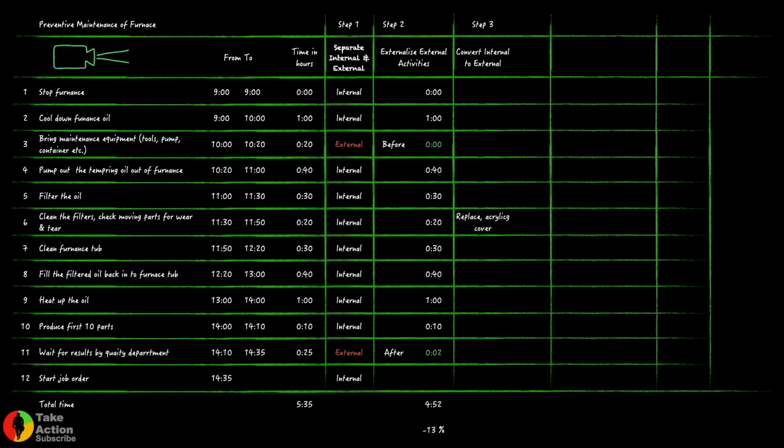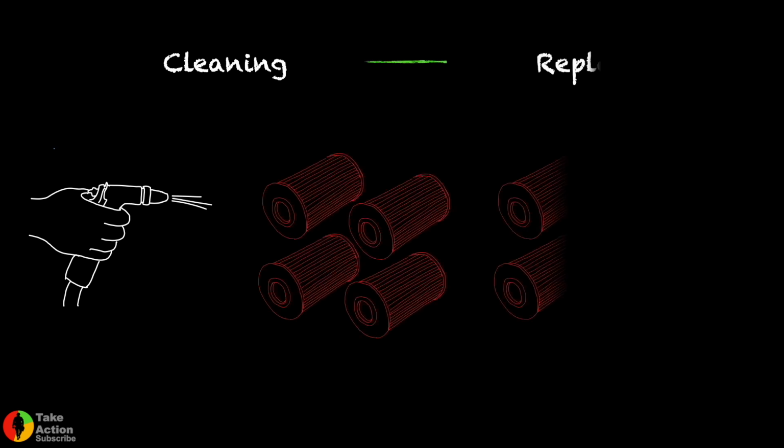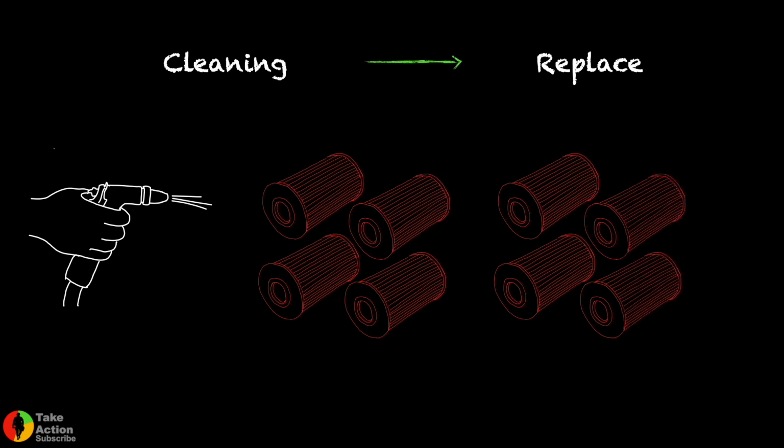After that, step number 3, we have seen, is to convert the internal activities into external activities. So here we can see activity number 6 was to clean the filter and check the moving parts for wear and tear. So how can we externalize? Instead of cleaning these filters when the machine is stopped, we can simply replace these filters with already clean filters, another set of filters.